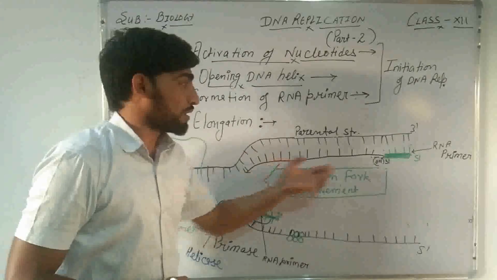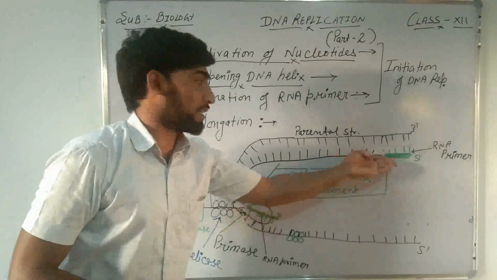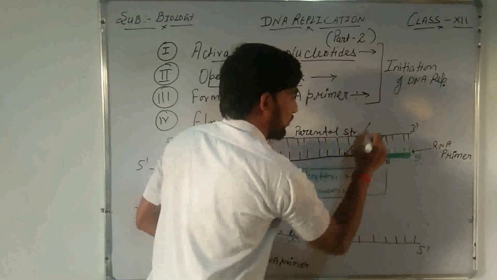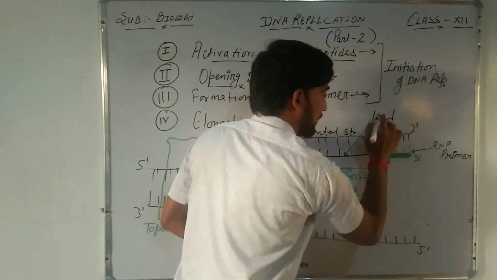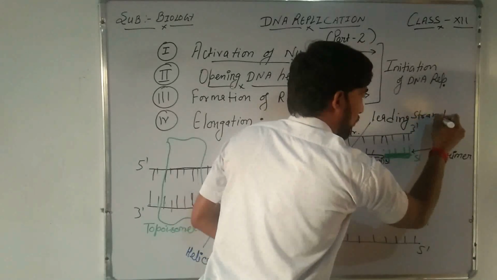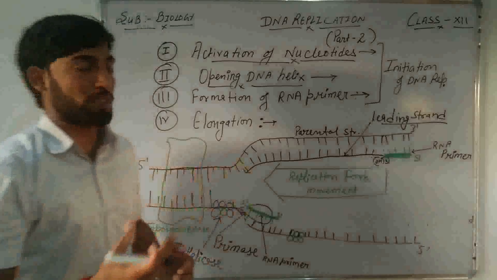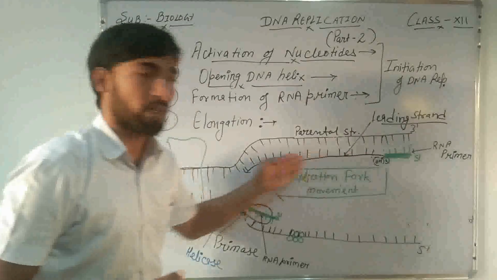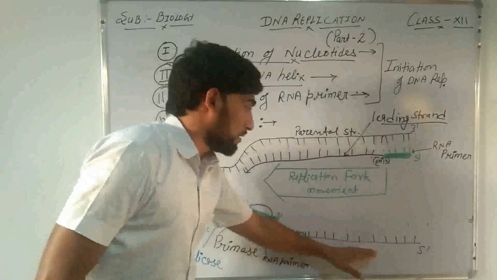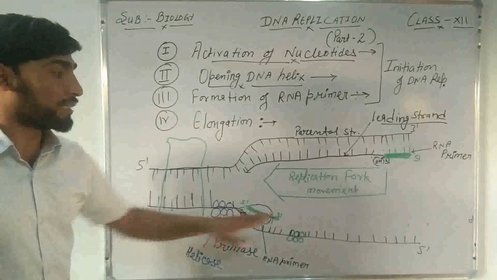Now because this strand is synthesized continuously, it is called the leading strand, or it is also known as the continuous strand because it is synthesized in a continuous manner. Now the second strand, that is having the polarity 3' to 5'.